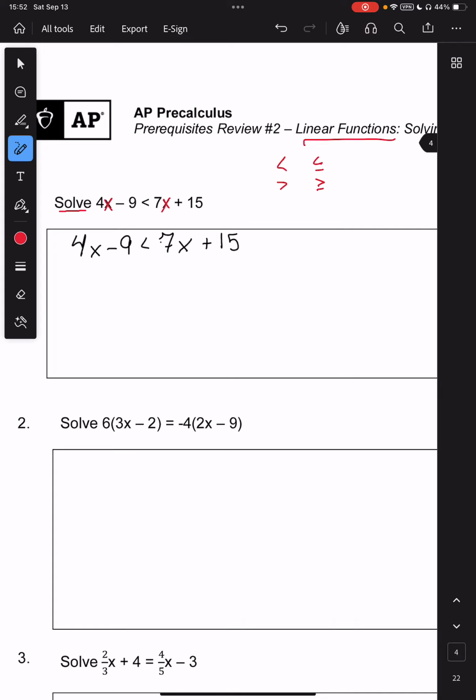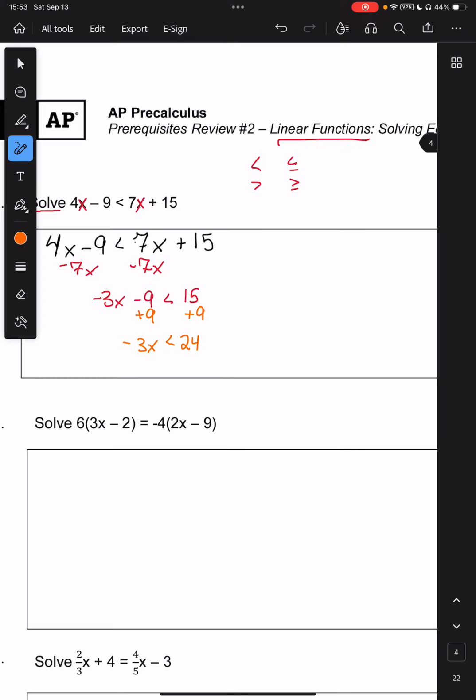So what I like to do is start by bringing all of our variables to one side. So we're going to subtract 7x from both sides, and we're left with 4x minus 7x is negative 3x minus 9 is less than 15. So now let's bring our 9 to the other side with our 15. So when we add a 9 to both sides, we get negative 3x is less than 15 plus 9, which is 24.